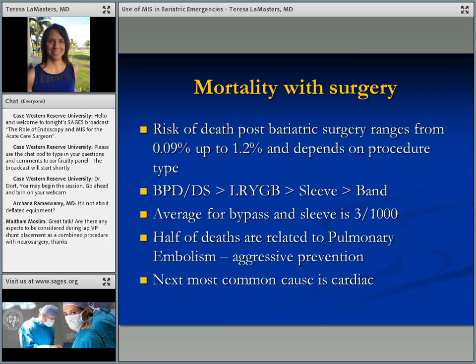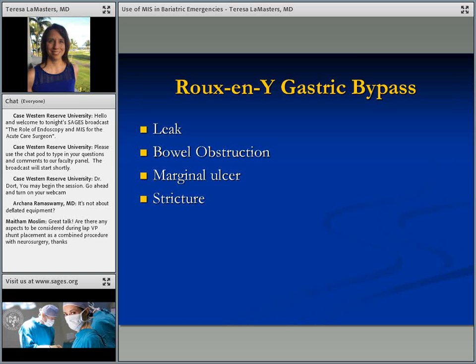So the primary risks of the Roux-en-Y gastric bypass are listed here, and I'm not going to go through all of these because I really want to focus on a few of them. These are the things that wake us up in the middle of the night. These are the things that are going to end up in your emergency room. A leak, a bowel obstruction, a marginal ulcer, or a stricture.